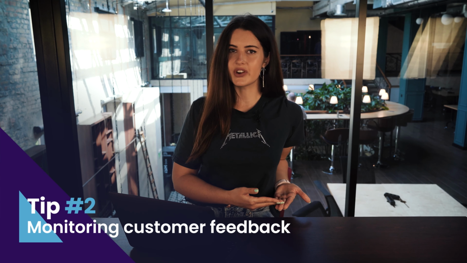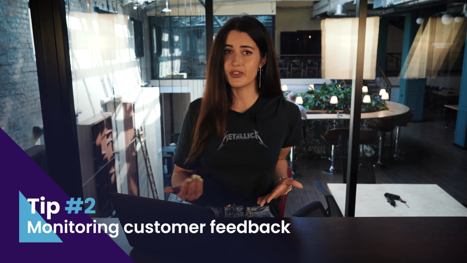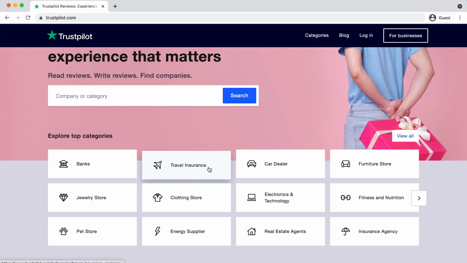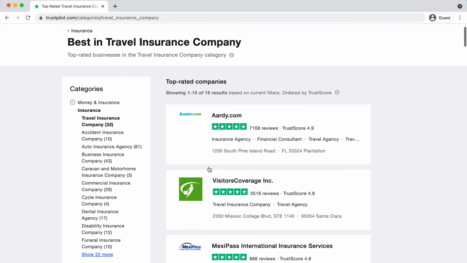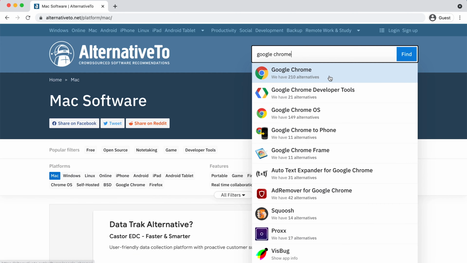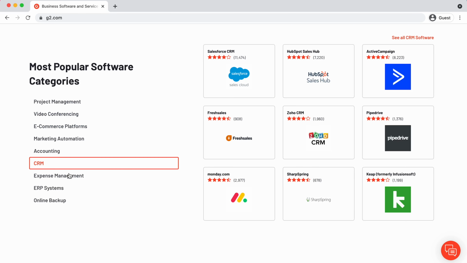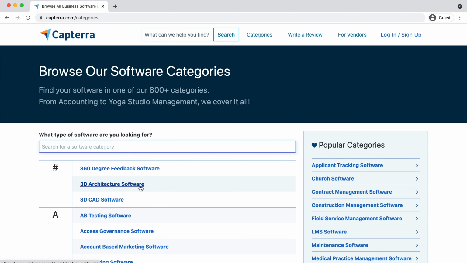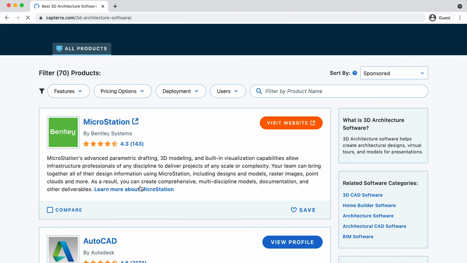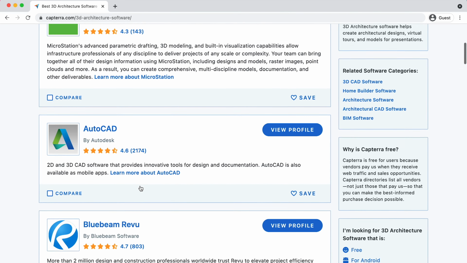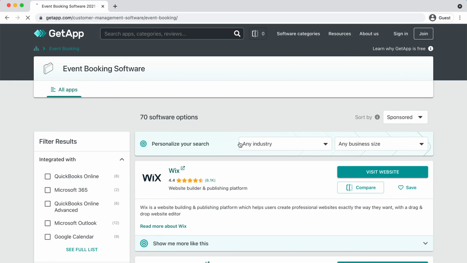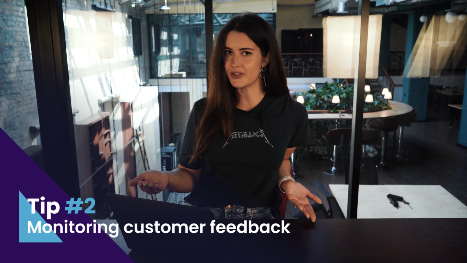Tip number 2 is about monitoring your and your competitors' customers' feedback on the internet. There are multiple review platforms where people rate software and apps, such as Trustpilot, Alternative2, G2Crowd, Capterra, GetApp, Software Advice, and many others. There you could list your product, as well as fill out its profile, find the list of your competitors per category, read their customers' reviews, and see what they're happy about and what they don't like.